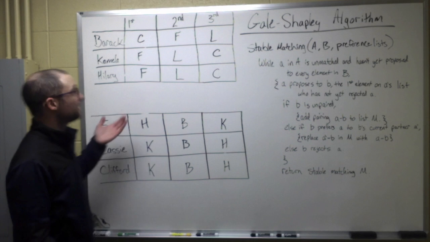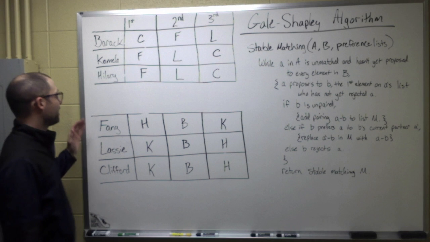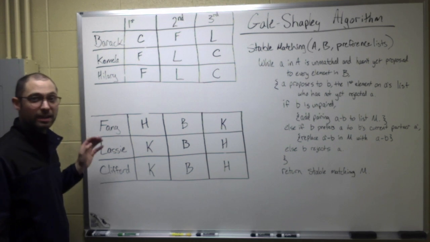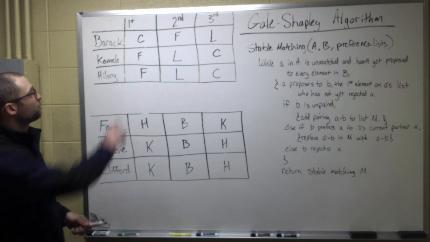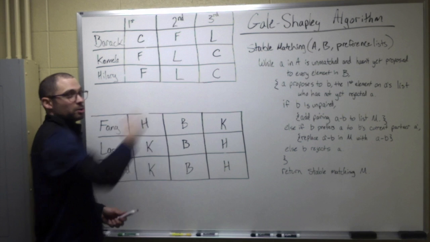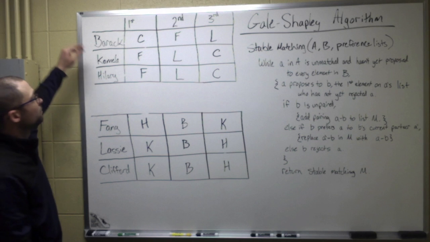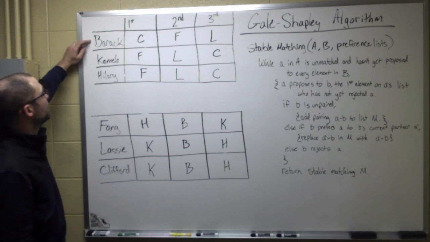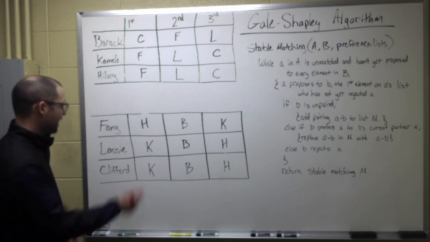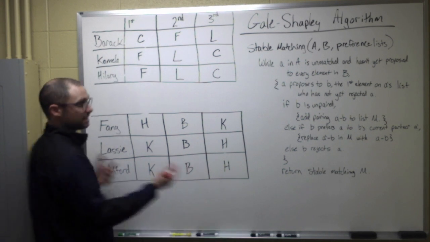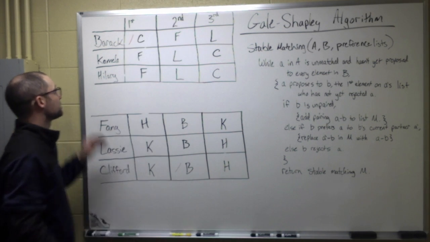Okay, so as an example, we have people who are asking dogs if they want to go for a walk with them. The people are Barack, Kamala, and Hillary. The dogs are Fang, Lassie, and Clifford. And their preferences are their first choice, second choice, third choice for all of them. Starting with the algorithm, the first one that isn't matched, Barack, asks Clifford, do you want to go for a walk? And Clifford says yes, because he doesn't have a partner yet. So they are tentatively matched.